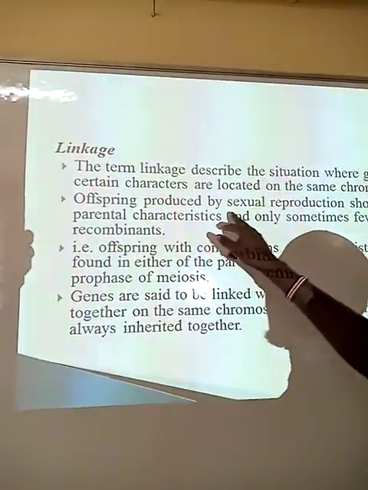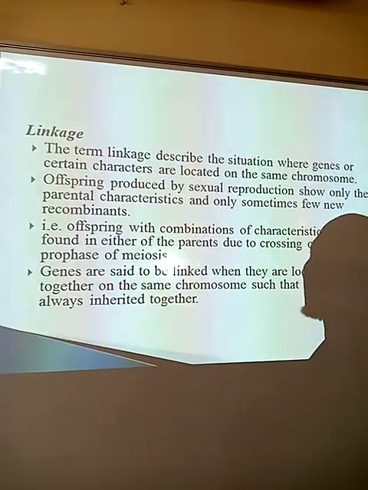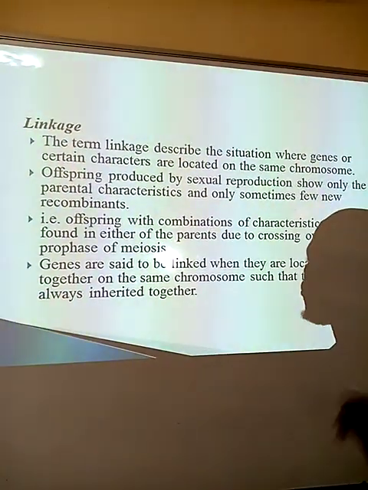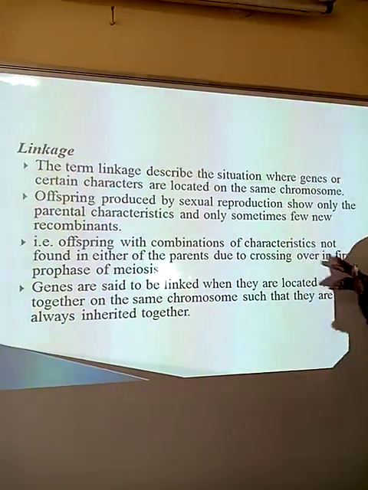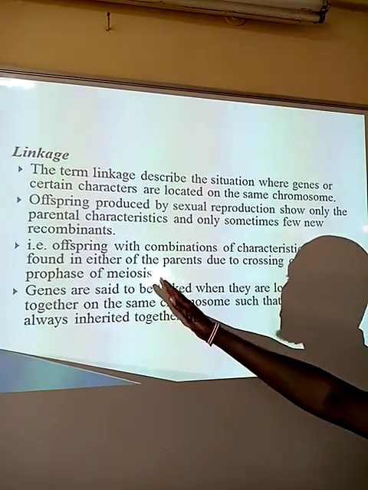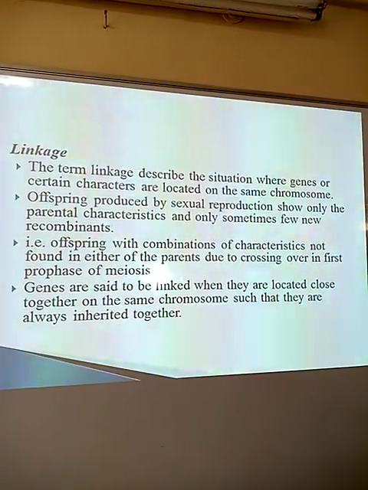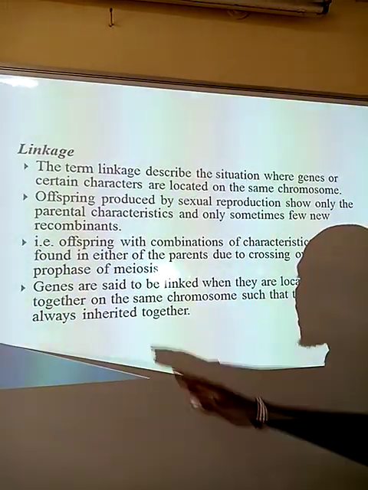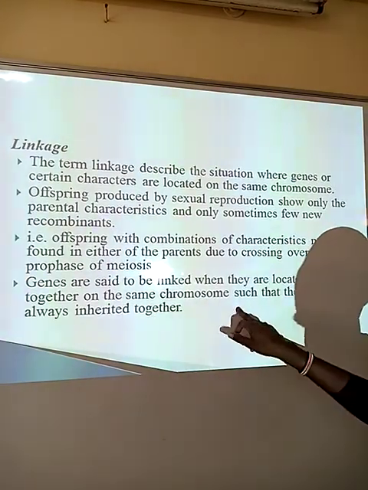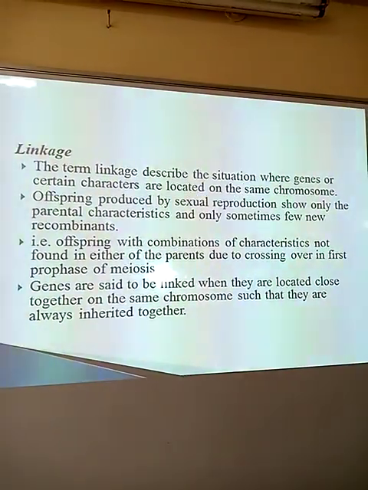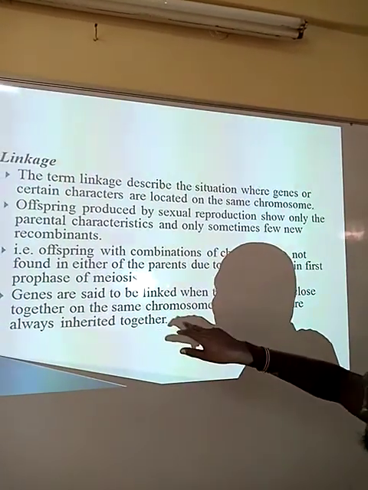Now, offspring produced by sexual reproduction show only parental characteristics and only sometimes a few new recombinants. That is, offspring with combinations of characteristics not found in either of the parents due to crossing over in the first process of first meiotic cell division. Genes are said to be linked when they are located close together on the same chromosome, as we have seen here. So this is a linked gene, such that they are always inherited together.